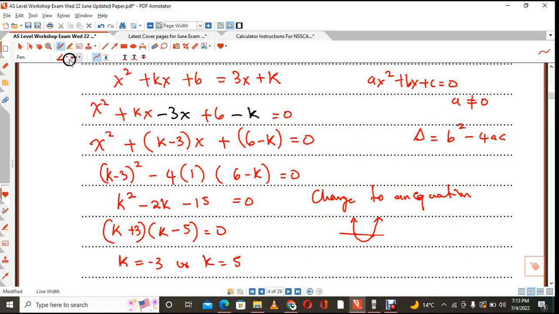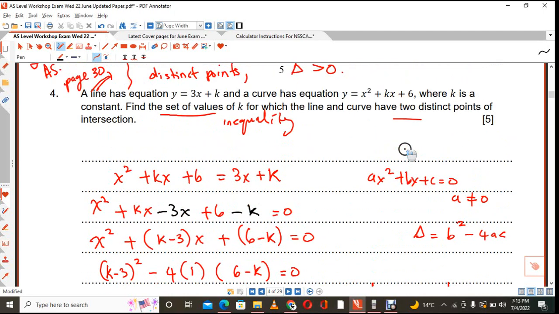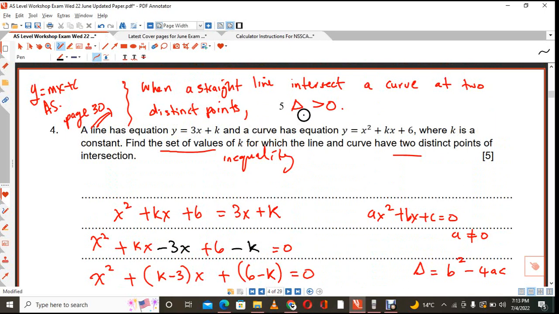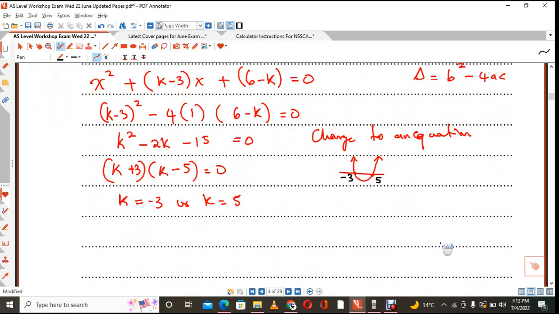So what do those values mean? Well, those values are simply the -3 is here and the 5 is here. Okay, but because our discriminant is greater than 0, remember that, because our discriminant is greater than 0, what does that mean? It means our solutions, the set of values, will be the values that are above the x-axis. Okay, so when you are solving quadratic inequalities, please go back and make sure that you understand that.